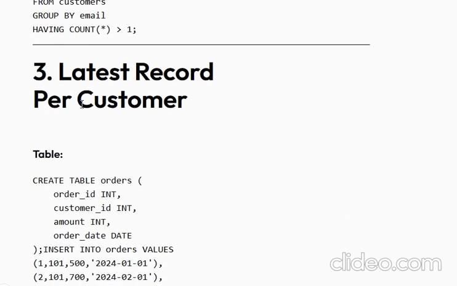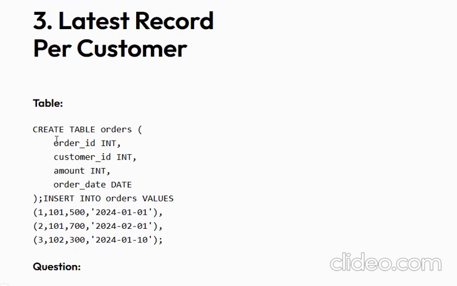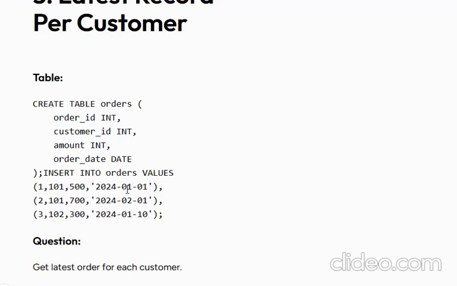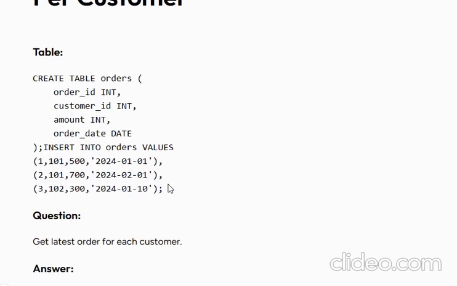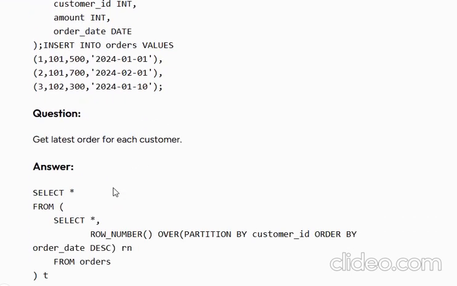The third question is latest record per customer. So create a table orders: order ID is integer, customer ID integer, amount is integer, order date, and insert sample values into the orders table. The question is to get the latest order for each customer.